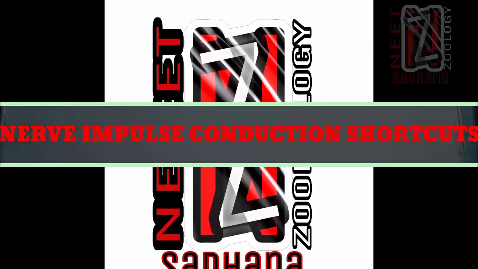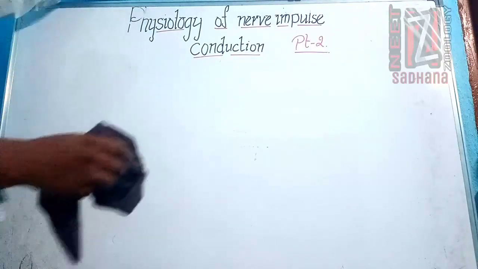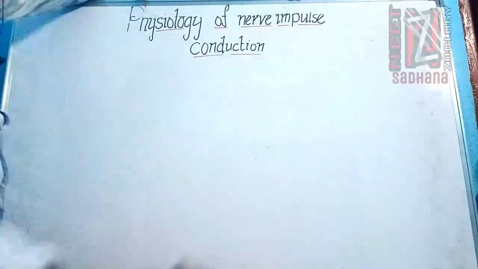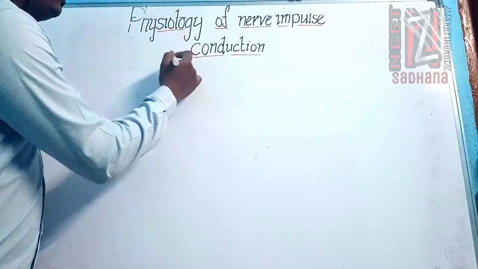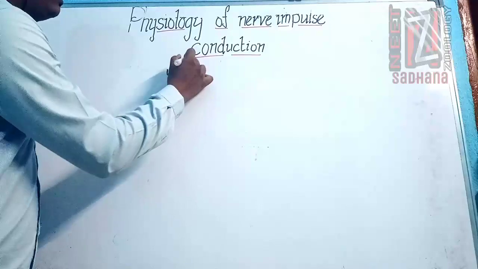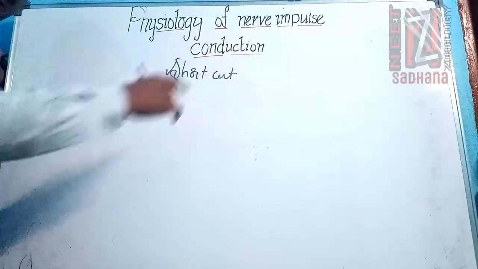Morning, all. Thought of concluding yesterday's topic with a small shortcut because we all love to have shortcuts. We all like to see the shortcuts. So I thought of giving the conclusion to the physiology of nerve impulse conduction in a small shortcut way, or we can say a conclusive way, so that we can easily identify the answers to questions in the NEET exam. So I should say this is a shortcuts video, right? So a small conclusion to this topic.